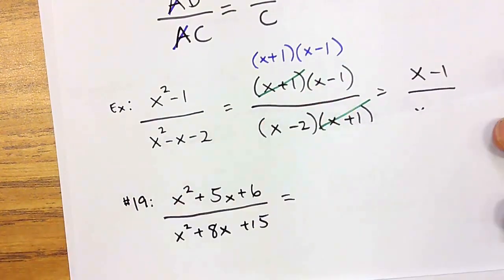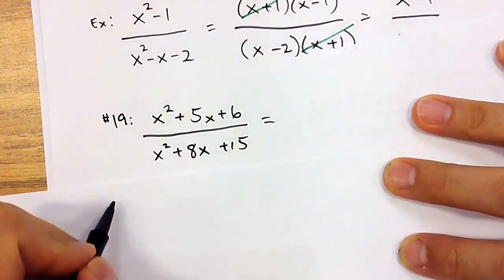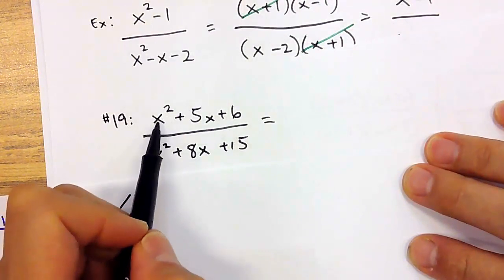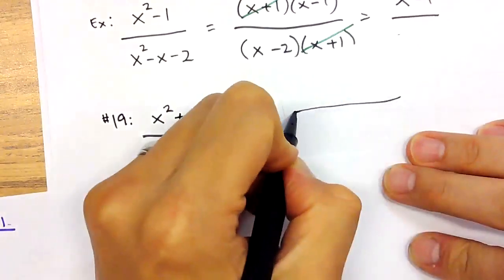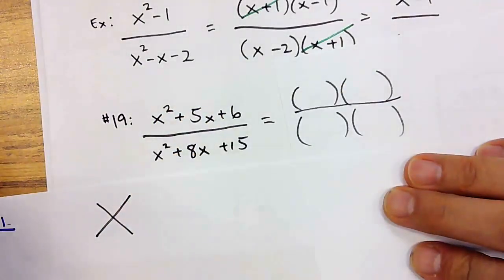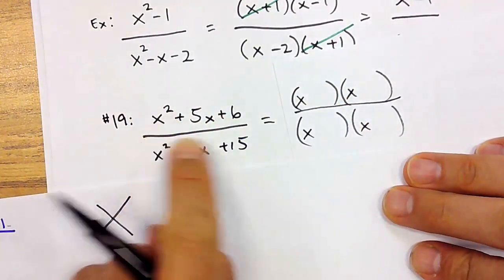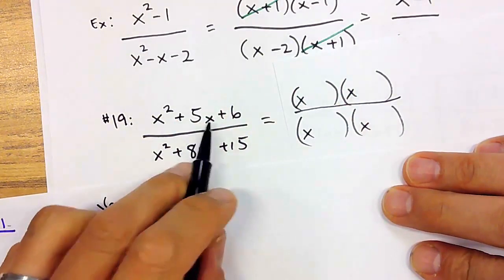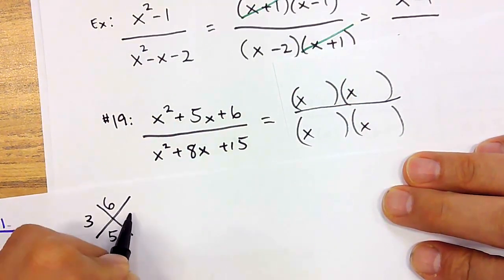Now we have this complicated looking thing, but it's not. All we got to do is, our first step is to factor. Whenever I see a trinomial or a polynomial with 3 terms, I tend to factor out first. So I know if I factor it out, I'm going to have 2 parentheses here, 2 parentheses in my denominator, x and x, because x times x equals x squared. I need 2 numbers that get me a product of 6 and a sum of +5. Those 2 numbers are 3 and 2.